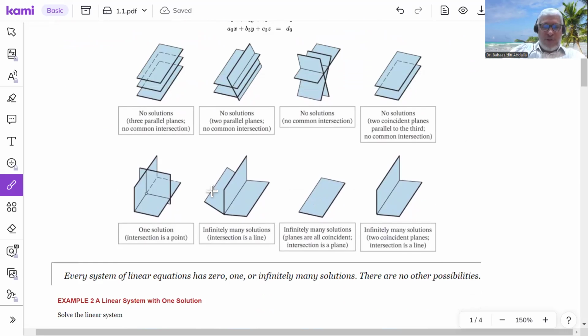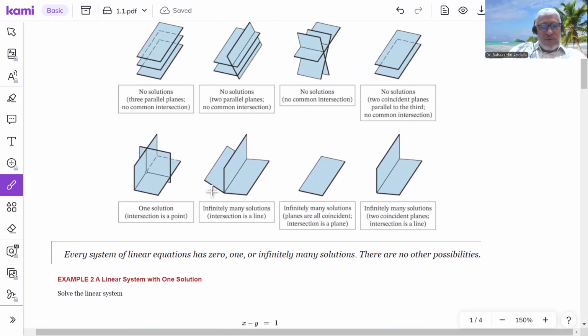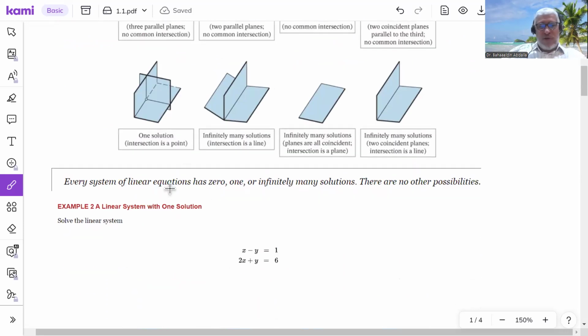Even the number of equations doesn't have to equal the number of variables. We could have two equations and four variables, for example. So always, every system of linear equations has either no solution, or one solution, or infinitely many solutions. If it has no solution, we call it an inconsistent system. If it has one or infinitely many, we call it consistent.